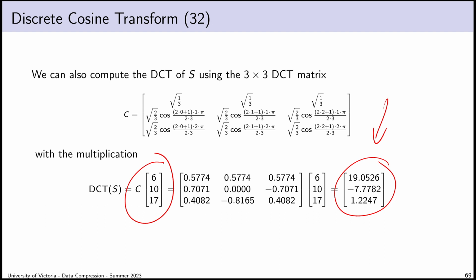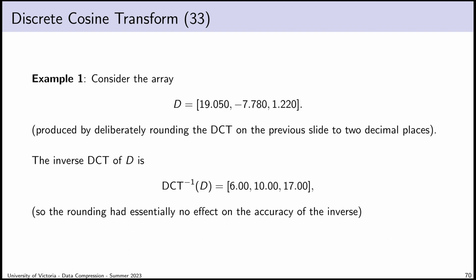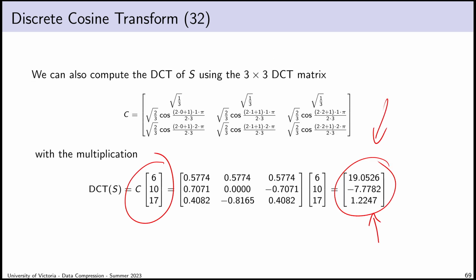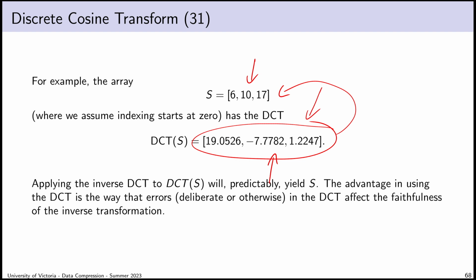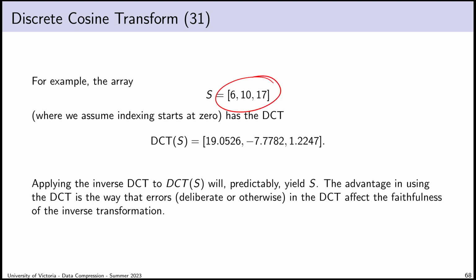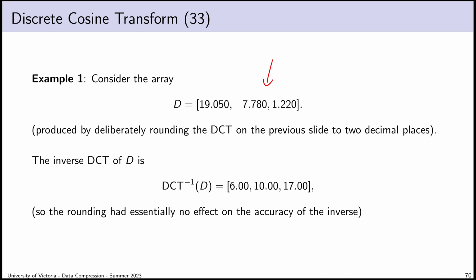Now what I want to do is investigate what happens if I manipulate those transformed coordinates. What happens if I manipulate this before I do the inverse transformation? Okay, so let's consider this array here. I'm going to call it D. Our DCT of my original sequence S is this in the next few examples. Now, the array D is the result of taking this DCT and rounding it to two decimal places. So I have lost some precision here.